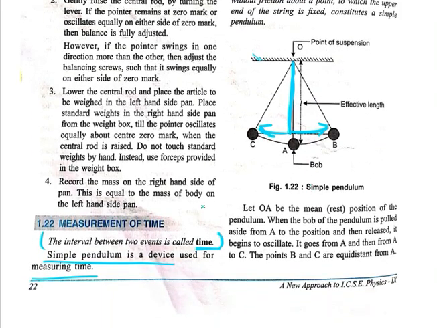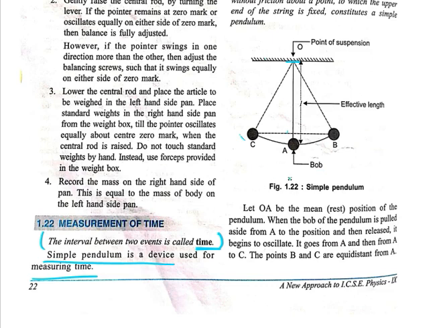If you see the construction in the figure, let OA be the mean or rest position. Mean position means the rest position of the pendulum. When the bob of the pendulum is pulled aside from A to the position B and then released, it begins to oscillate. So it goes from A to C or B.